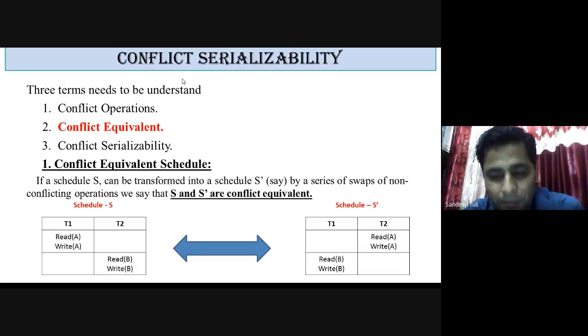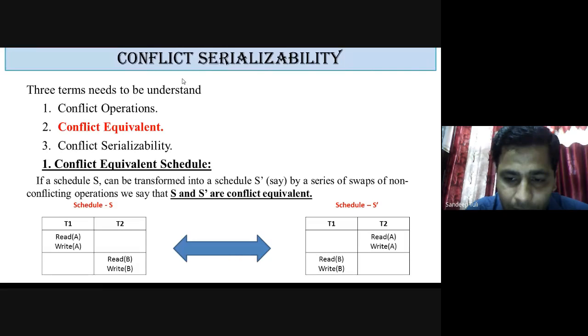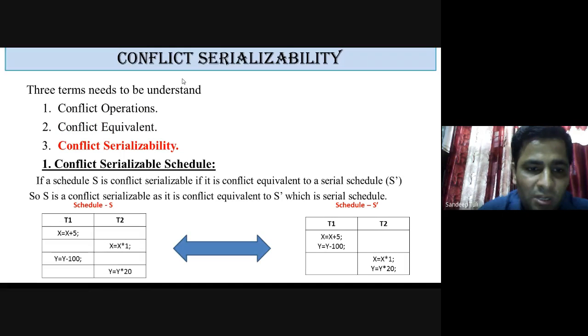I deliberately took this example because here schedule S is already a serial schedule, but still we are able to convert it to another serial schedule in which the order of the sequence of transactions has changed. So it is not necessary that you are initially given a serial or non-serial schedule; it could be either, but the ultimate output should be a serial schedule by some series of swaps of non-conflicting operations. Always don't think that you will only get a non-serial schedule. So that is the definition of conflict equivalent schedule.